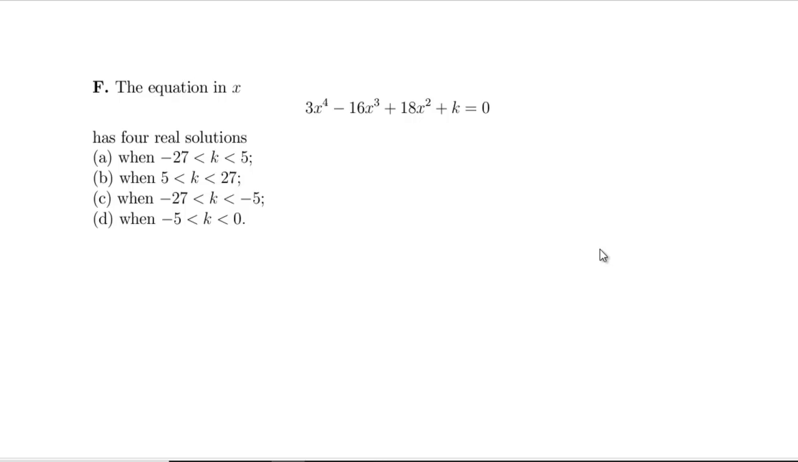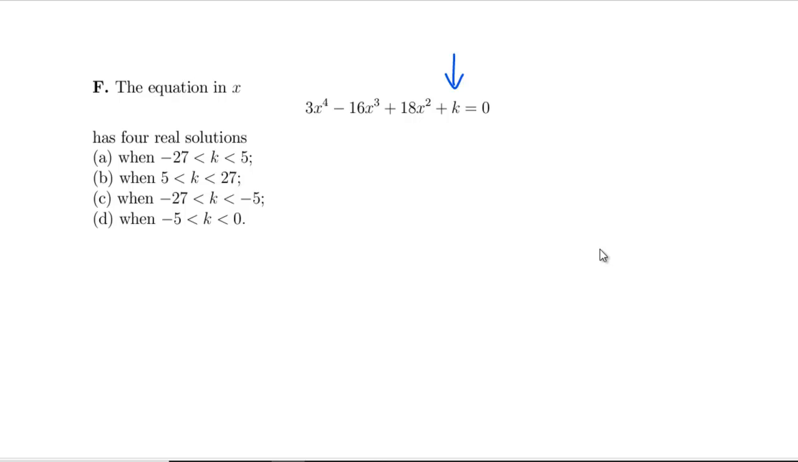The equation in x, 3x to the 4 minus that. Okay, there are 4 real solutions when? Oh, right, we've got k at the end here. So k is varying. That's just moving the graph up and down. We've got a translation in the y direction. So when do we have 4 real solutions?